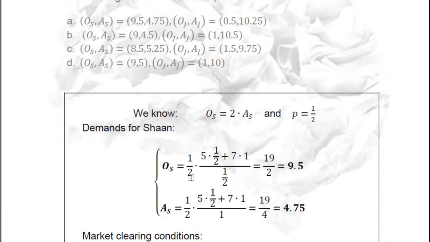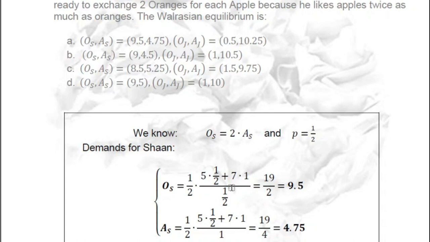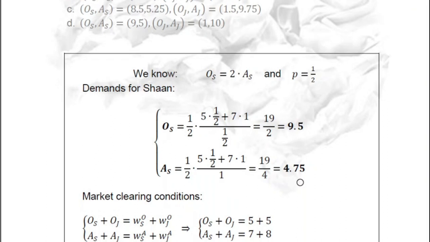Then here is the budget for Sean. Sean has 5 oranges, each one at price 1 half, plus 7 apples, each one at price 1, divided by the price of oranges, which is 1 half. If you do the calculations, Sean will demand 9.5 oranges. For apples, we use 1 half, the exponent of apples, divided by the sum, the price of apples is 1, and here we have the budget of Sean. It's the same, of course, as when we calculate the oranges demand. Now, if you do the calculations, Sean will demand 4.75 apples. This makes a lot of sense because as the price of oranges is half, at the end, half of this is this. So he spends the same amount of money on each good, as the exercise asks.